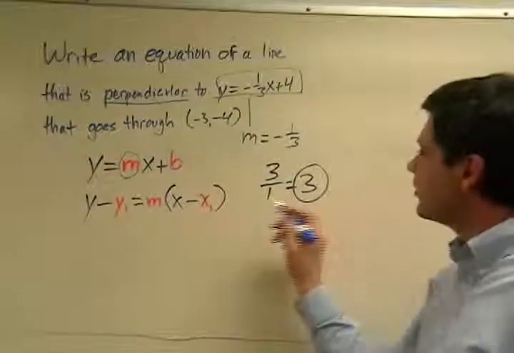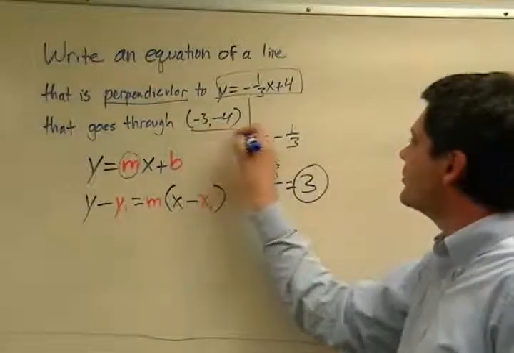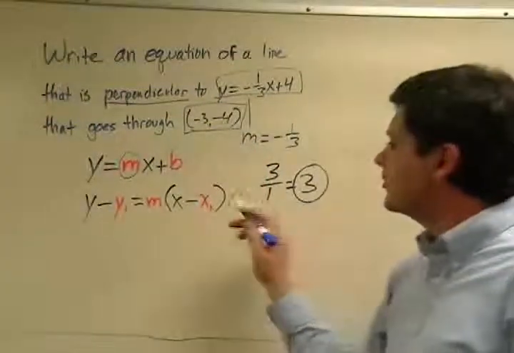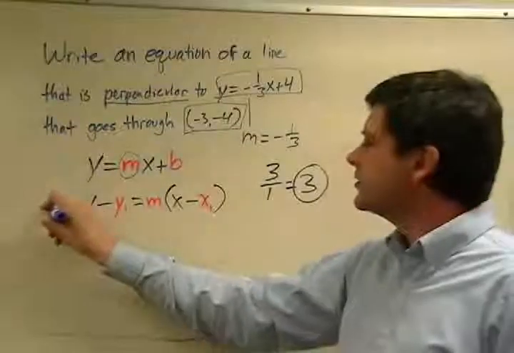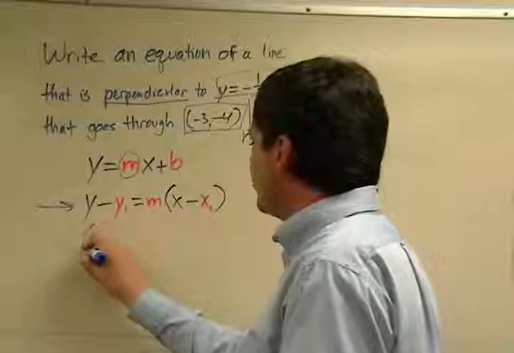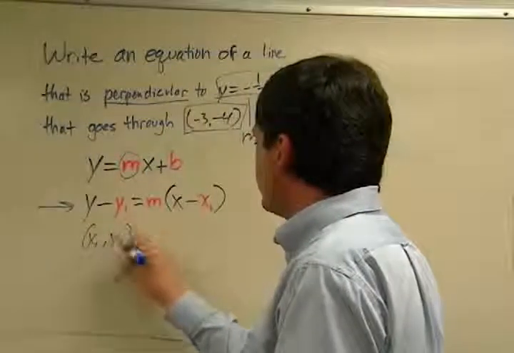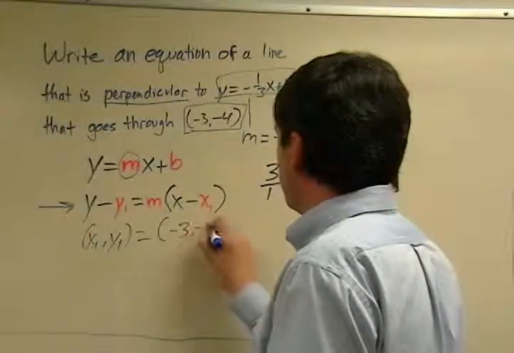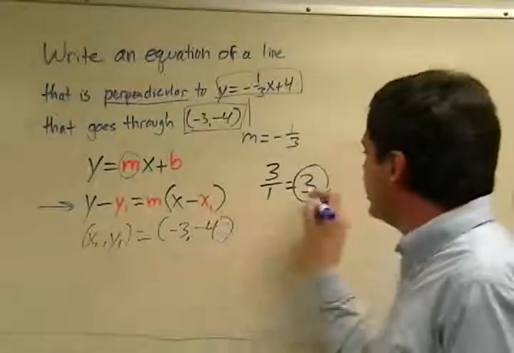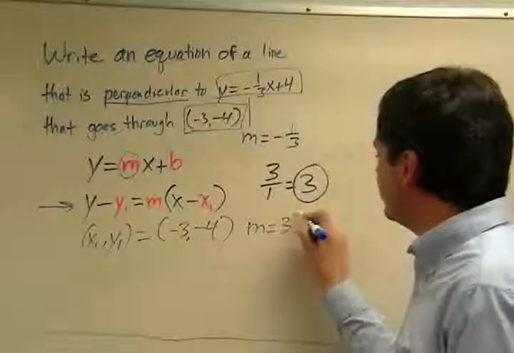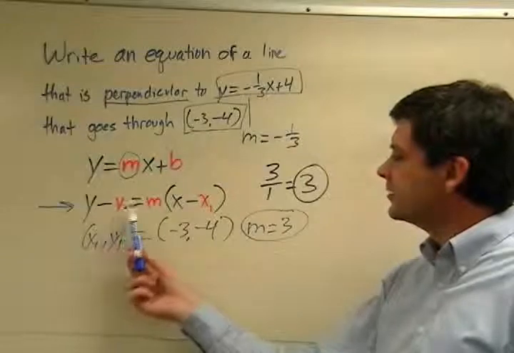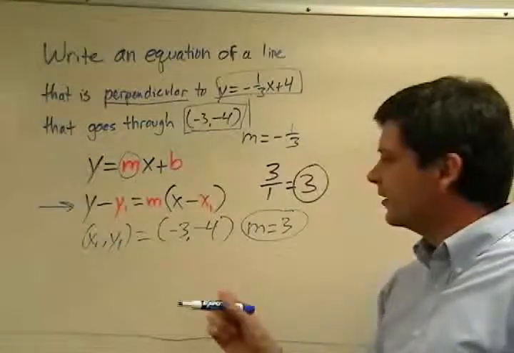Okay, so we know that the slope of our line is 3, and we know that it goes through this point right here, negative 3, negative 4. So we can start to construct the different pieces we need, and we'll use this equation to construct the equation of our line. We have x1, y1 is equal to negative 3, negative 4. That gives us the x1 and the y1 that we need. And then we know that m is equal to 3. With these three pieces, we can plug them into these red spots right here, and that gives us the equation.